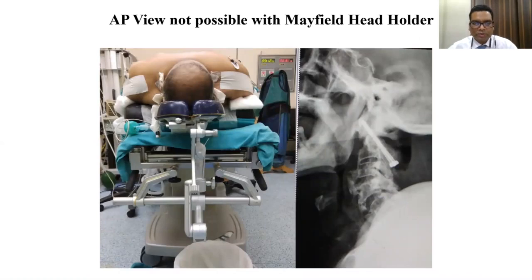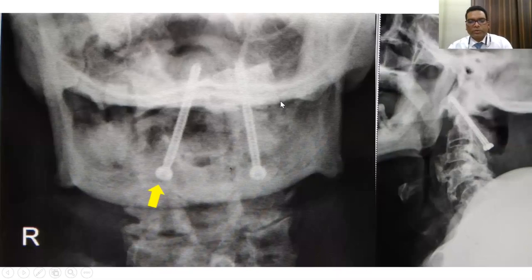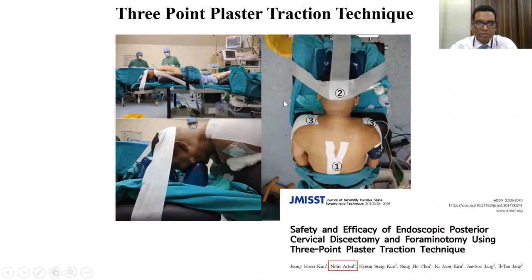One more important point about the Mayfield head holders. Most of the standard tables come with the Mayfield head holder, which has a metallic attachment in the front, so it is not possible to take an AP X-ray with this head holder. You can take a lateral X-ray with this. So now we have come across this complication: one screw of a 7-seater was medially placed. So we have done this modification of 3-point plaster traction, which has been published.